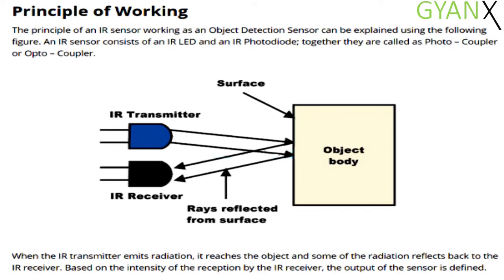Principle of working. The principle of an IR sensor working as an object detection sensor can be explained using the figure shown on your screens. An IR sensor consists of an IR LED and an IR photodiode. Together they are called a photocoupler or optocoupler. When the IR transmitter emits radiation, it reaches the object and some of the radiation reflects back to the IR receiver. Based on the intensity of the reception by the IR receiver, the output of the sensor is defined.